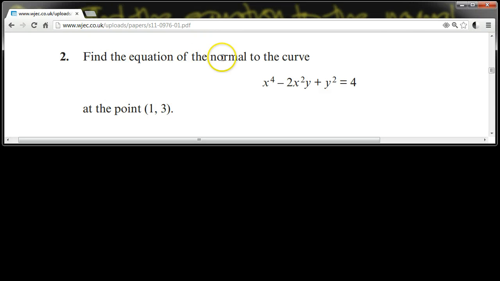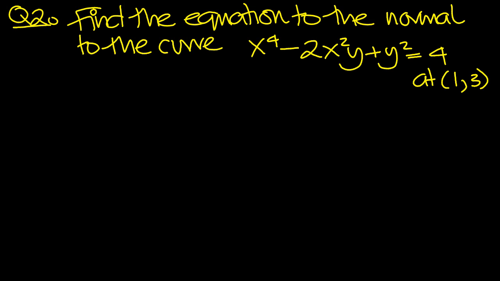Find the equation of the normal to the curve x to the 4 minus 2x squared y plus y squared equals 4 at the point 1, 3. So I've got the summary of the question here. So let's have a look at this then.